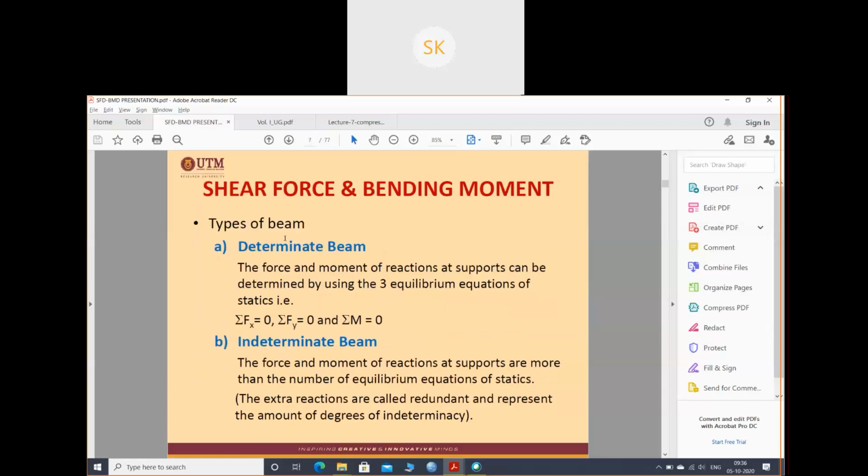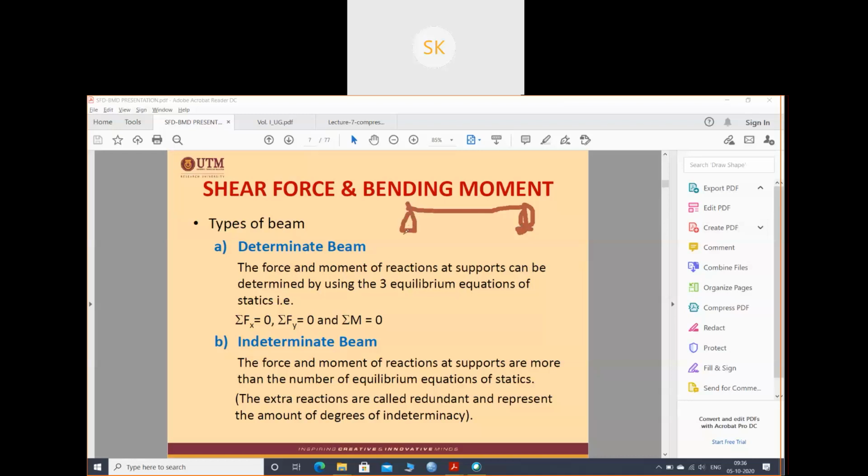So we have types of beam as determinate beam and indeterminate beam. The force and moments of reaction at supports can be determined using three equilibrium equations. From these three equilibrium equations we can find the supports. Suppose, if I see, this is my beam. I have a roller support here, okay, and I have a hinge support.